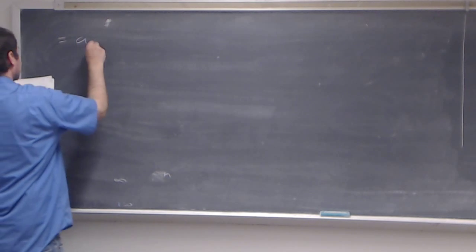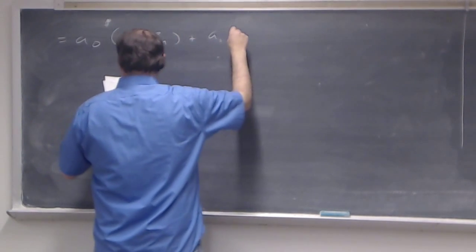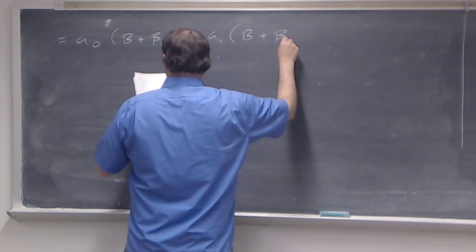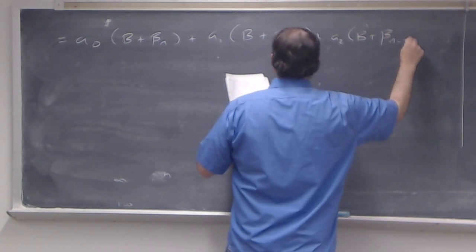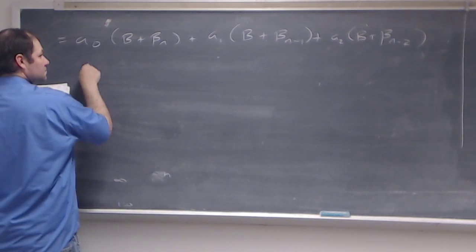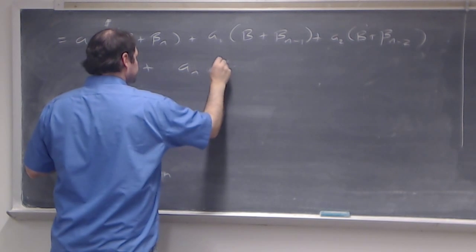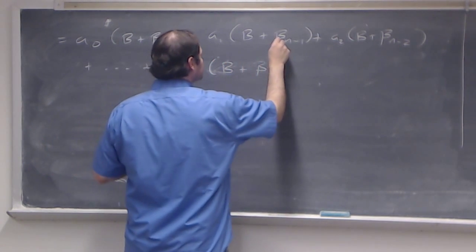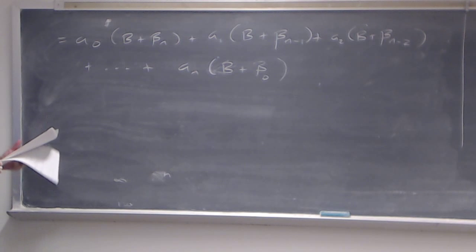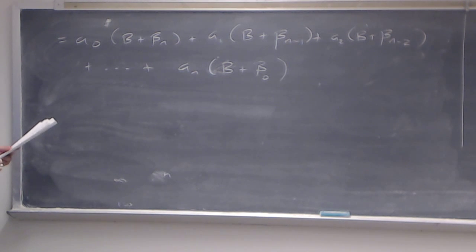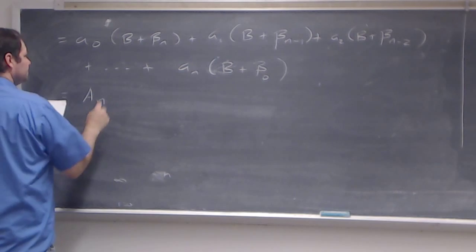Okay, so as I said, that's going to be a sub 0 times b plus beta sub n, plus a sub 1 times b plus beta sub n minus 1, plus a sub 2 times b plus beta sub n minus 2, plus we'll keep going, all the way up to a sub n times b plus beta sub 0. That's what we get.